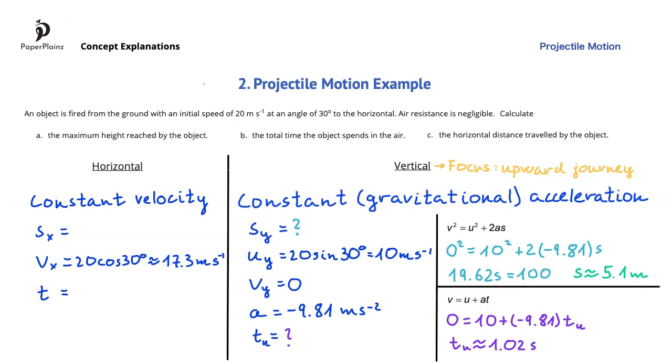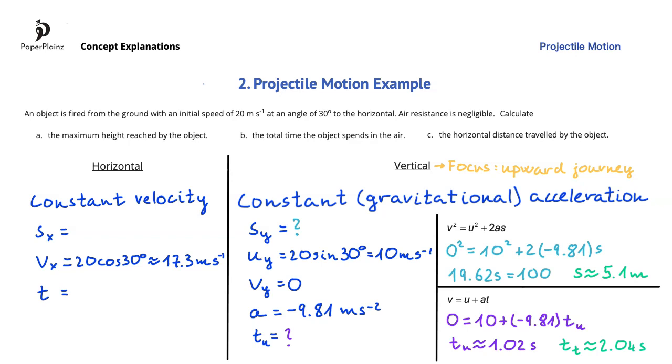Since the motion of the object is symmetrical in the sense that it takes the same amount of time for the object to reach its maximum height and to fall back to the ground, the total time, tt, will be 2 times tu, so approximately 2.04 seconds.